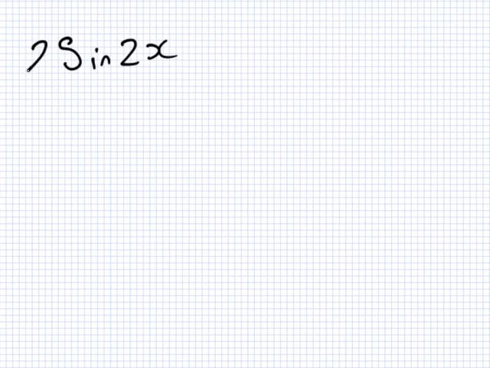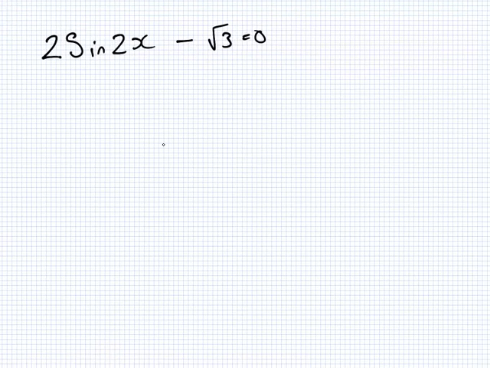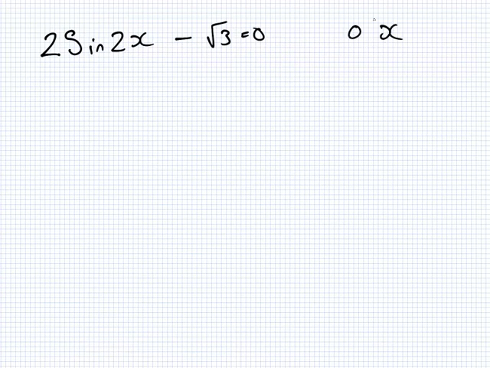So suppose we had something a little bit difficult, like something like this. I definitely want a sine 2x in it. 2 sine 2x minus root 3 equals 0. And let me also say that x is between 0 and, just to be a little bit different, let's make this in radians. So 2 pi radians, instead of 360 degrees. So we want to solve this.